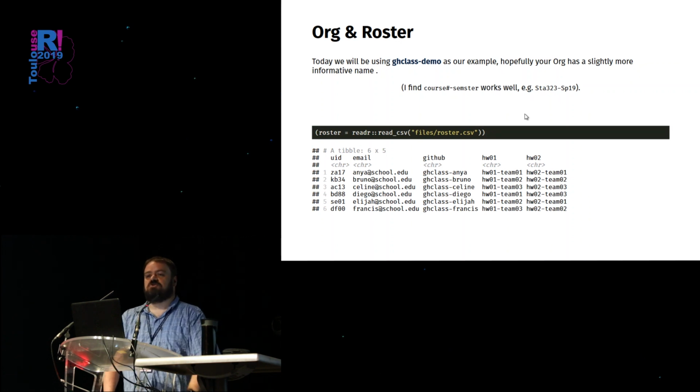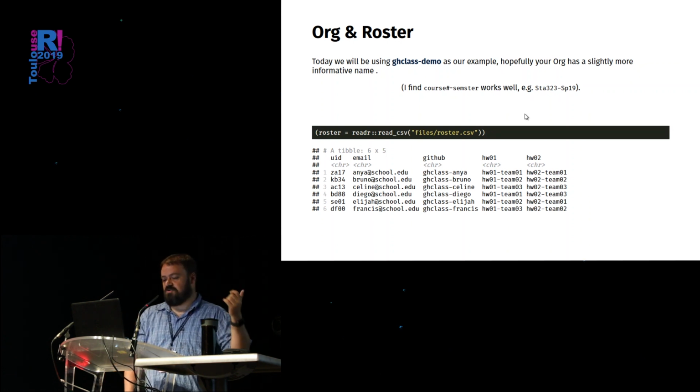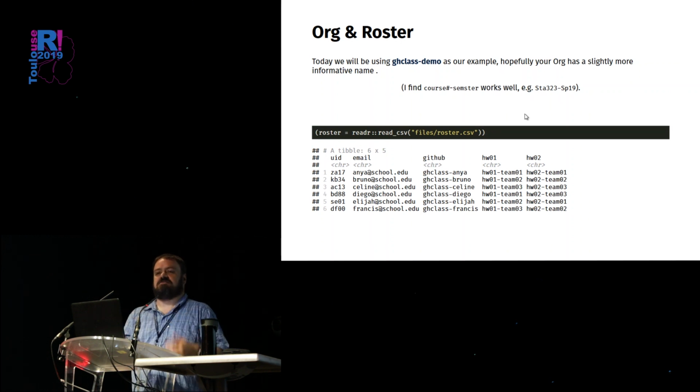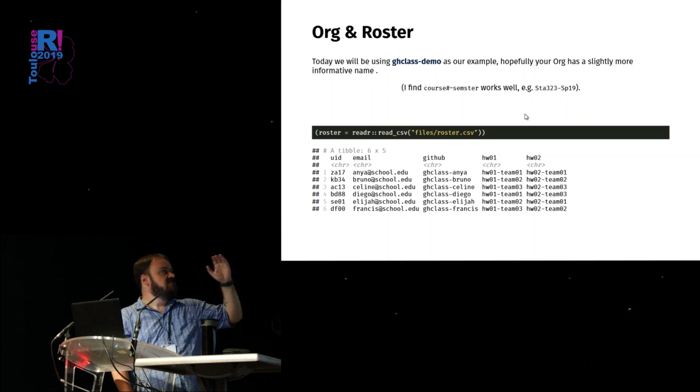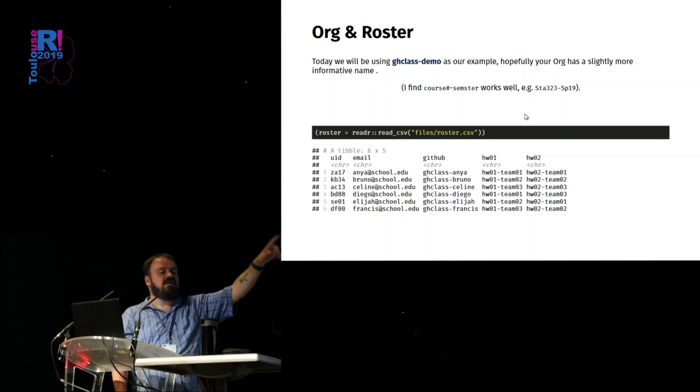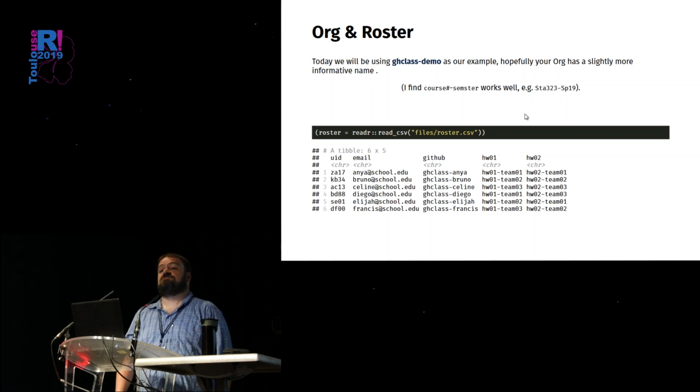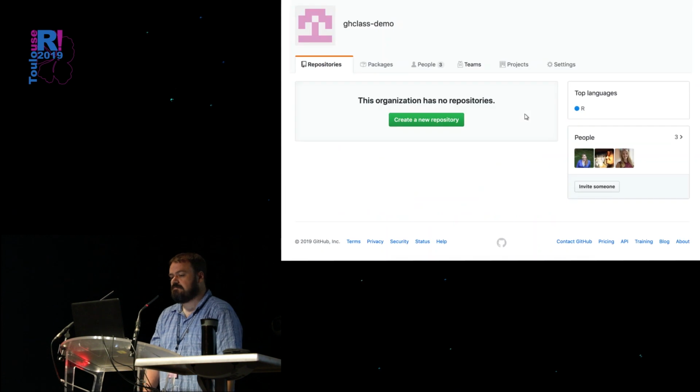Our made-up students for today are Anya, Bruno, Celine, Diego, Elijah, and Francis. This is an example of what you might have as a roster file at the beginning of some unique identifier for them, an email address, their GitHub username, and then the teams that I'm going to assign them for the first two homework assignments in this class. I've come up with a consistent naming scheme: homework as the prefix, their number, and then the team number that they belong to.